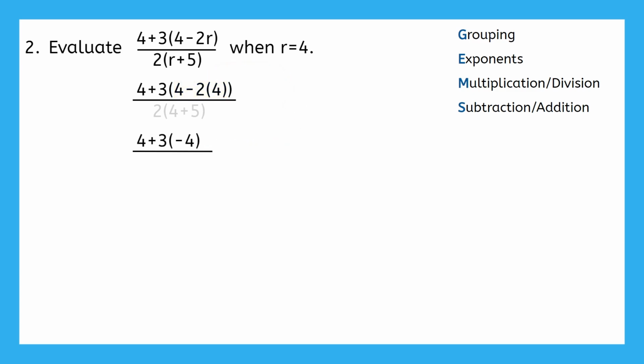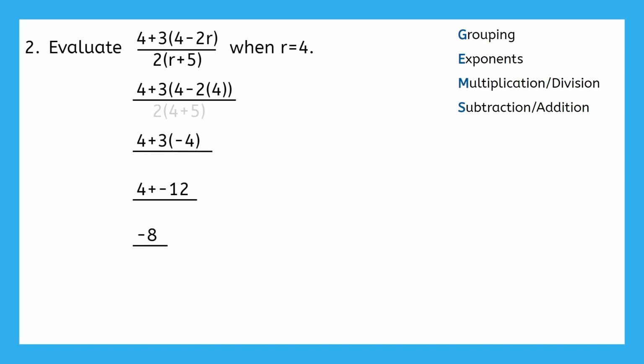Now we have two operations remaining in the numerator, addition and multiplication. Order of operations tells us to calculate the multiplication first. 3 times negative 4 is negative 12. Then we can bring down the rest of the numerator and calculate the addition. Now, since I'm adding a negative number, I can actually think of this as subtraction. So 4 minus 12 is negative 8.